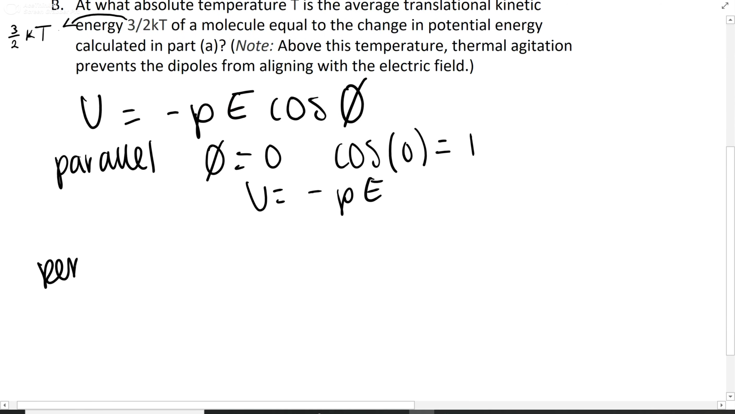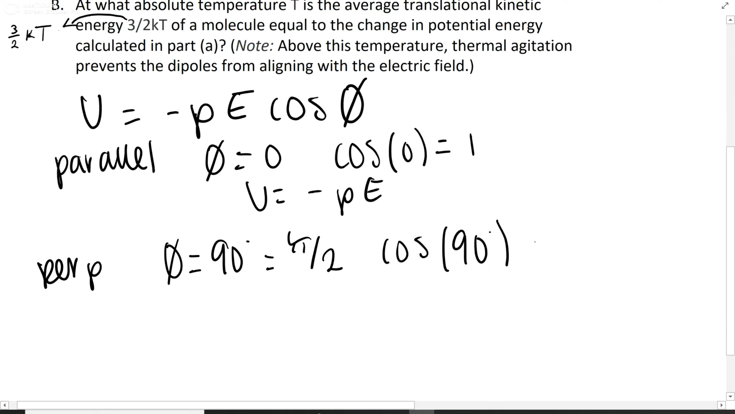When they are perpendicular, phi is equal to 90 degrees or pi over 2, which means cosine of 90 degrees is equal to 0. So U is already 0. We don't actually have to calculate that because you just have to do the first part.